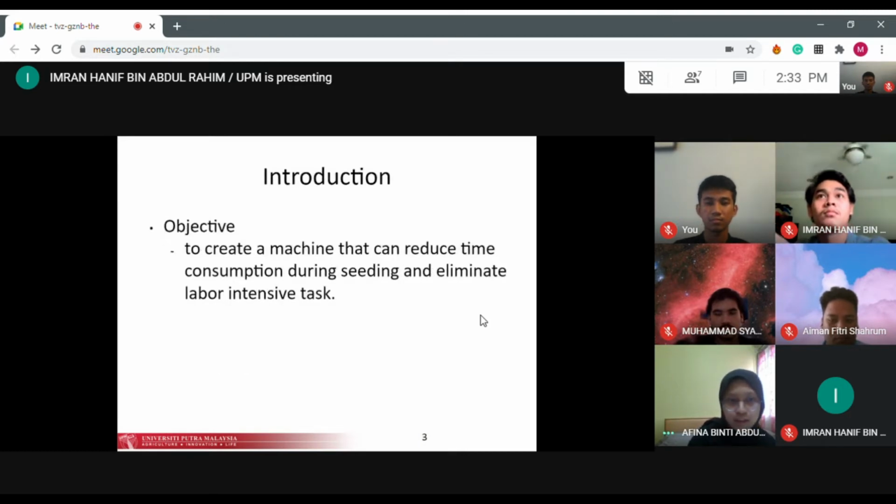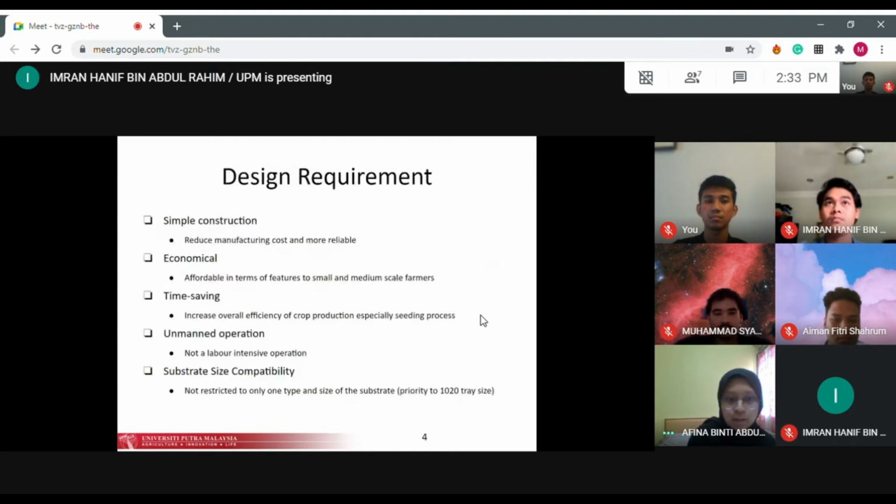Next is about the objective. The objective is to create a machine that can reduce time consumption during seeding and eliminate labor-intensive tasks. The next one is about design requirement that will be presented by Aiman.